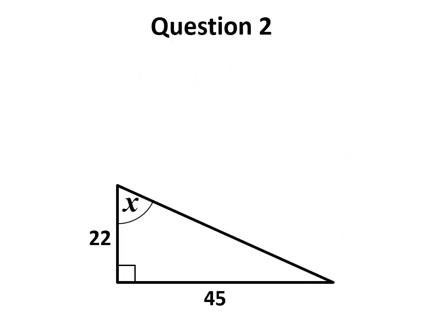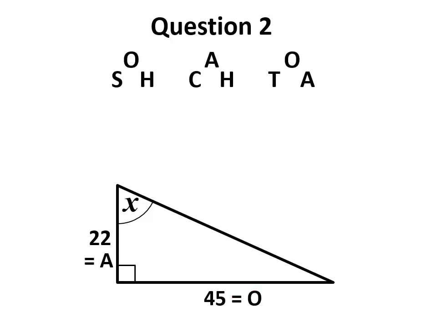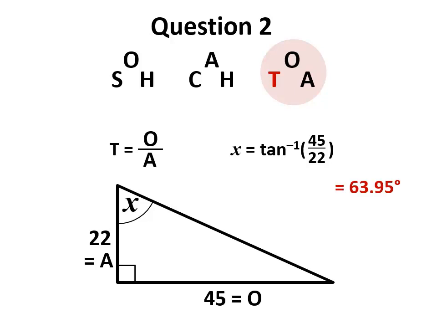Question 2. Relabel. This time, relative to the angle we want, x, we have the adjacent and opposite sides. It's trig, and we see the adjacent and opposites are related by tan, TOA. So we're trying to find the angle, trying to use inverse trig, where tan is opposite over adjacent. So we go shift tan, 45 over 22, which our calculator tells us is 63.95.